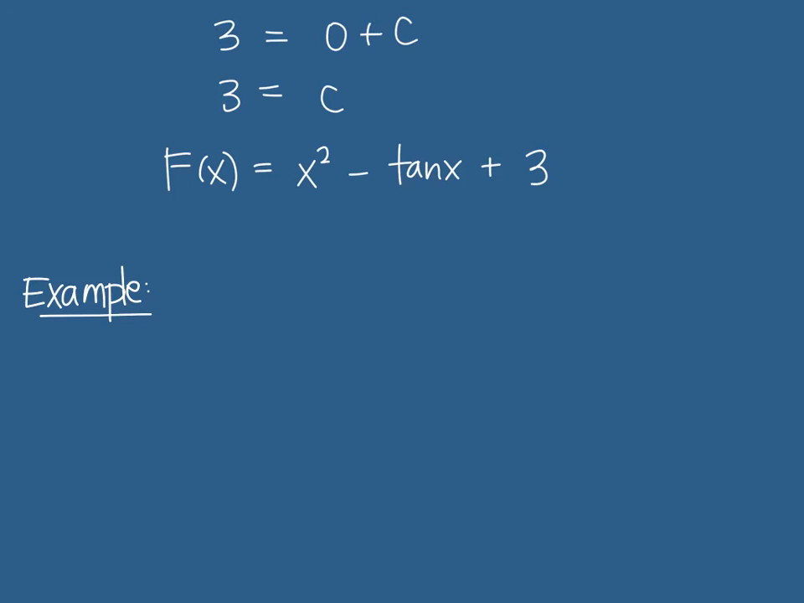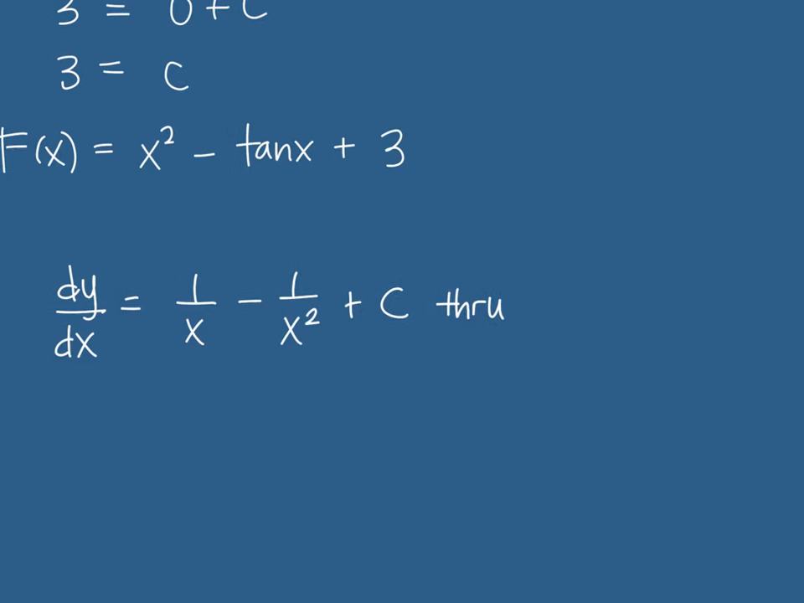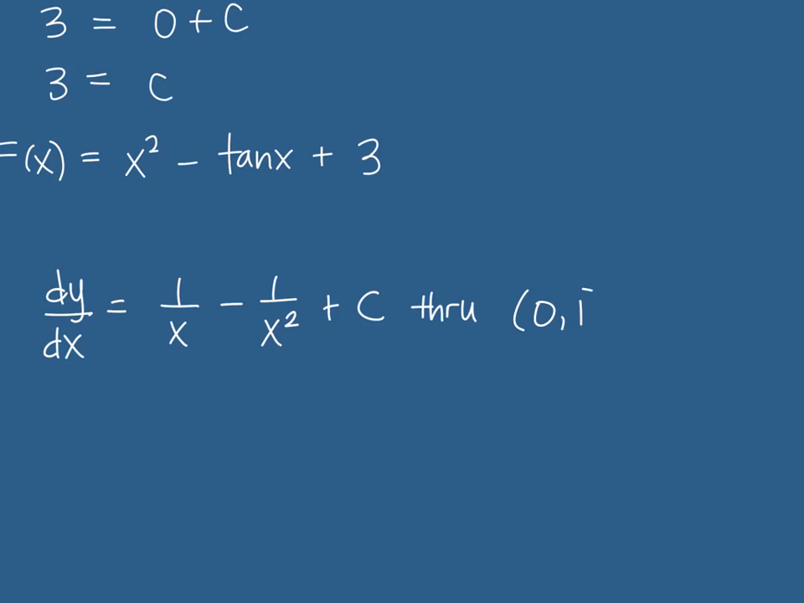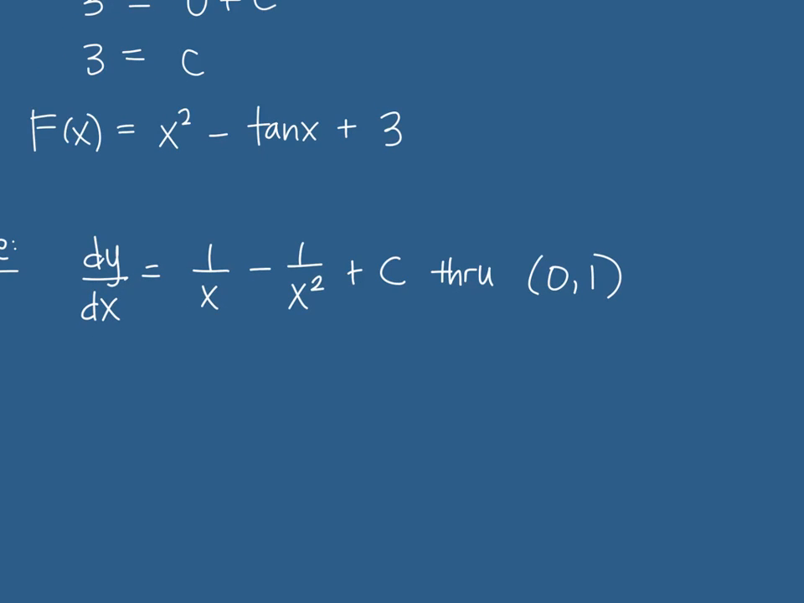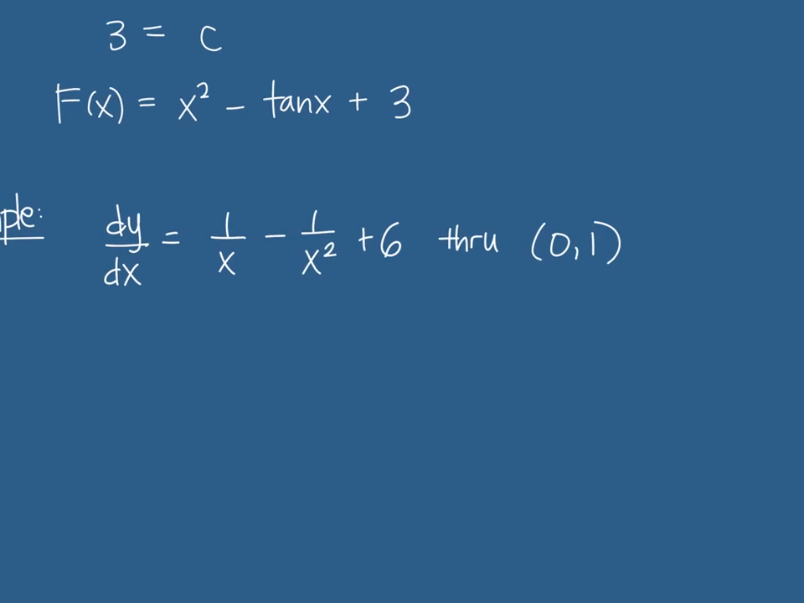Now I've been using a lot of Newton notation. What if we use Leibniz? What if we said dy/dx is equal to 1 over x minus 1 over x squared plus 6, through 0, 1. Whoops, not plus c yet, sorry, plus 6. Can't read my own writing. Okay, well this is just Leibniz. It's the same way as writing a derivative. And so the antiderivative would just be plain y.